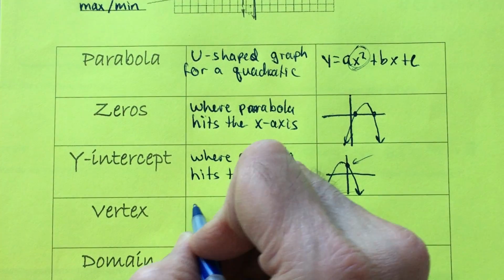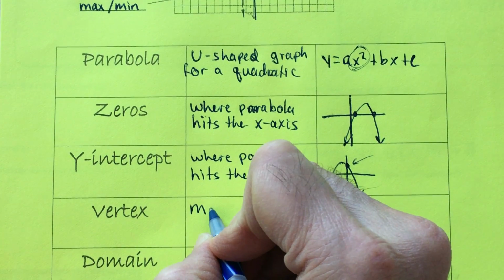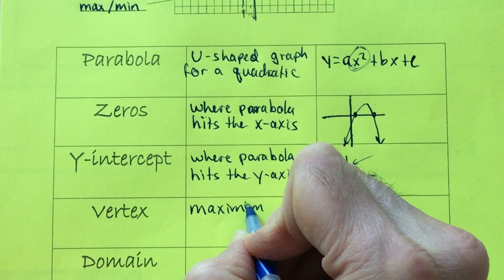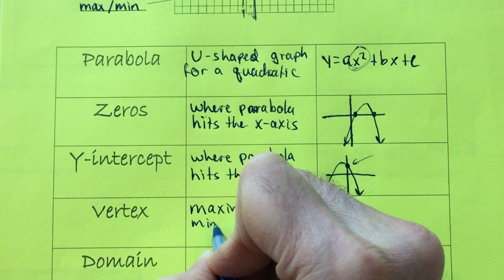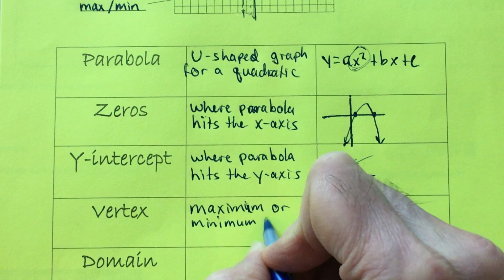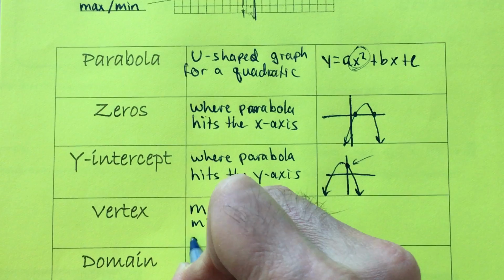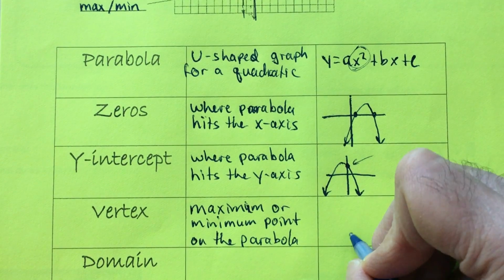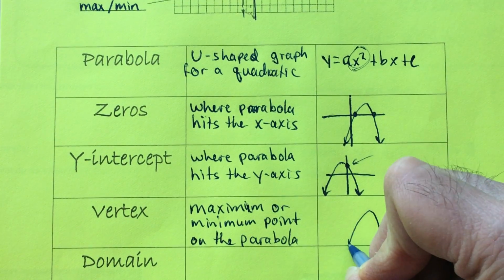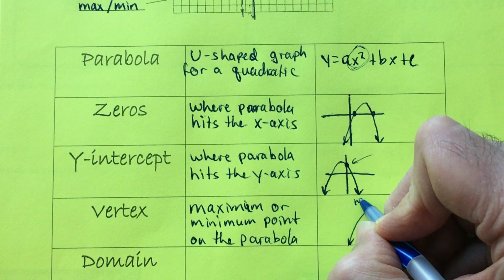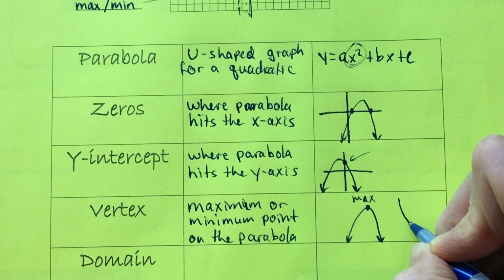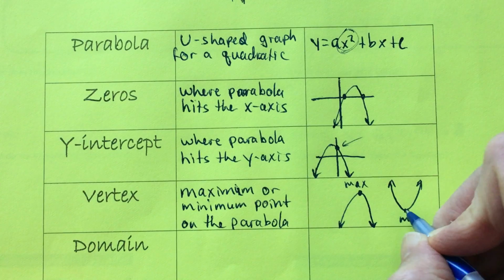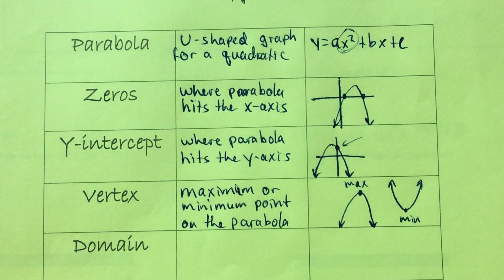The vertex is where you're going to find the maximum or minimum point on the parabola. It can be max or min. That's where you're going to find your vertex.